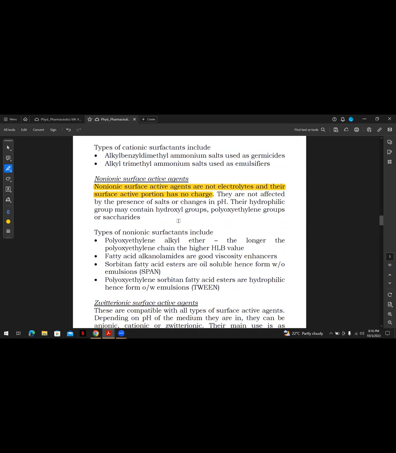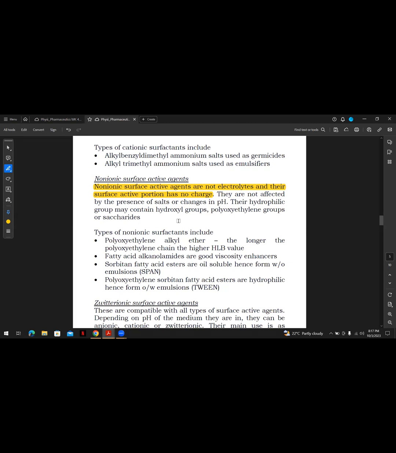polyoxyethylene groups, or saccharides. So the types of non-ionic surfactants will include these ones: fatty acids, sorbitol, and polyoxyethylene sorbitol. Okay, that's a very long word. So the next one are zwitterionic surface active agents. So far we've done anionic, which have negative charges, cationic, which have positive charges, non-ionic, which have got no charges, and now we're in the zwitterionic.